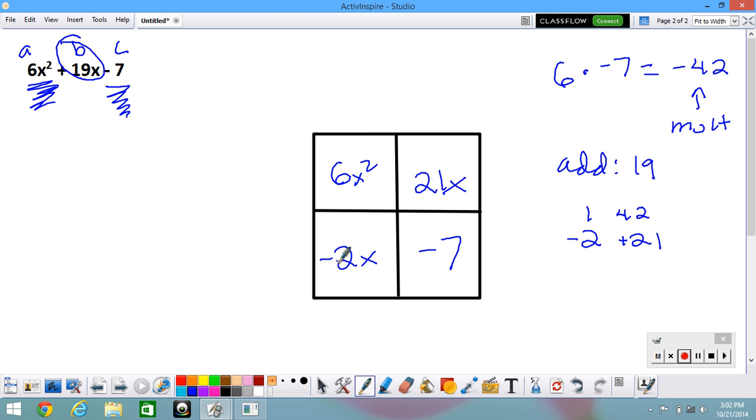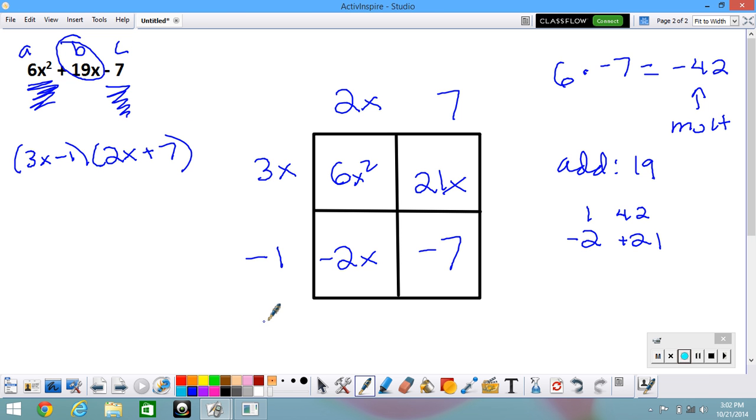So I'm going to look over here. This is a 2, this is a 21. I'm going to put the 7 here because I know that 7 times 3 will give me 21. But I'm going to put the negative 1 over here because this is a negative 2. So this immediately tells me that up here I need 2x, because that way 2x times negative 1 is negative 2, and 2x times 3x is 6x squared. And just a quick double check, 2x times 7 is 21x. So I know my factors are 3x minus 1 times 2x plus 7. There you go.